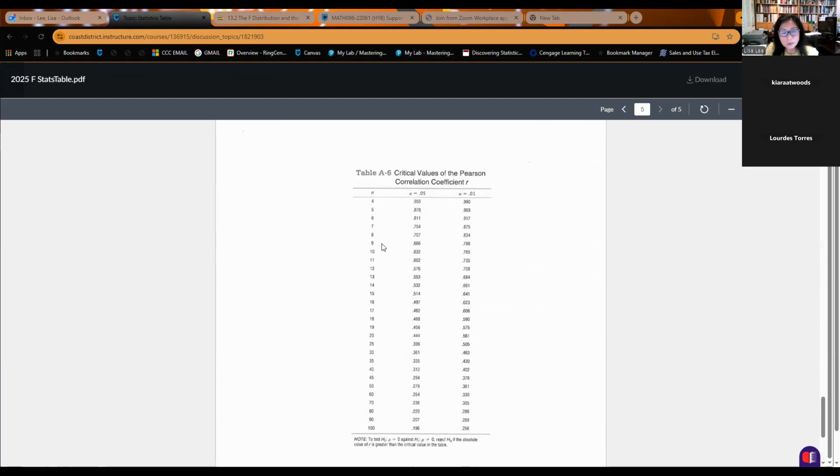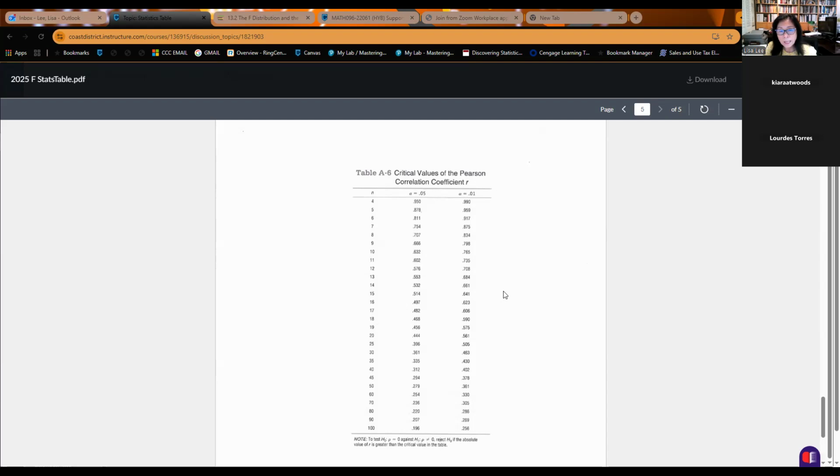For example, if I have a sample of 6 data, then I look at the right-hand side, I will find the critical value is 0.811 under alpha 0.05. Sometimes the problem will tell you alpha is 0.01, like the exercise we will look at together. If it is 0.01, you just look under the 0.01. So the critical value is 0.917. That's how you look.